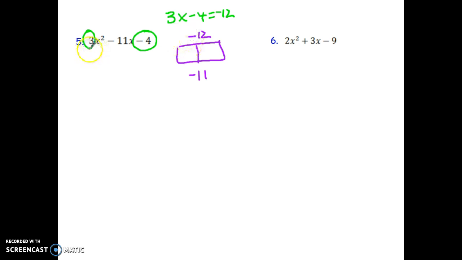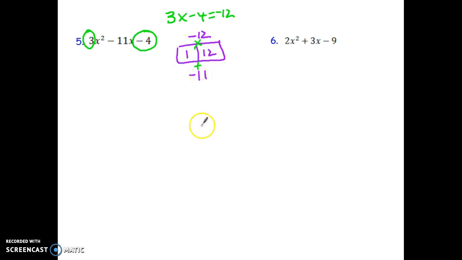Same process, this coefficient times the constant. It just ends up being a little bit different because in all of the other ones we just multiplied by 1. So the number at the end ended up being what we put here. But essentially it is always this coefficient times the constant. So multiply to minus 12, add to minus 11. So I think we need a 1 and a 12 because 1 times 12 is 12 and the difference between 1 and 12 is 11.